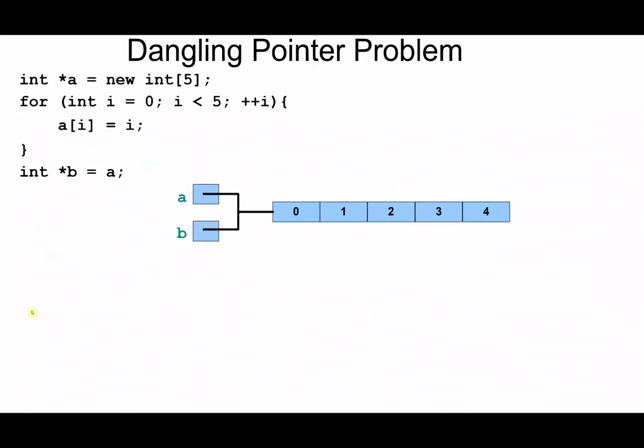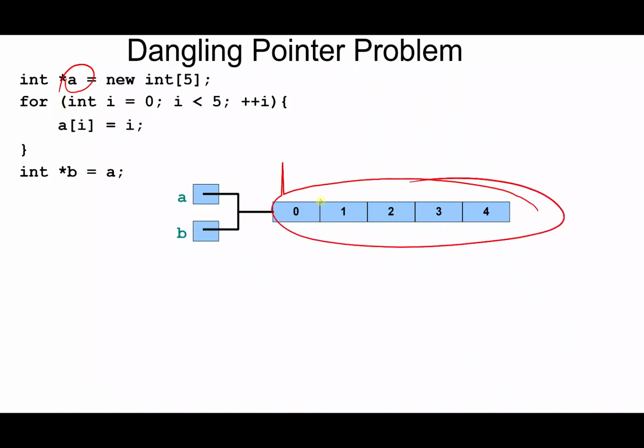Okay, so dangling pointer problems. Here's a problem of dangling pointers. What do I mean by dangling pointers? I mean int asterisk a equals new int 5. For int i equals 0, i less than 5, plus plus i, a of i equals i. And then I created another pointer that points to a. So now I have two pointers pointing to the same locations in the heap. I can use either one, right? I can use either one.